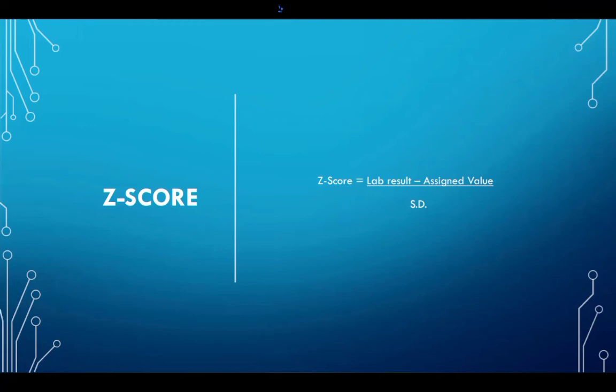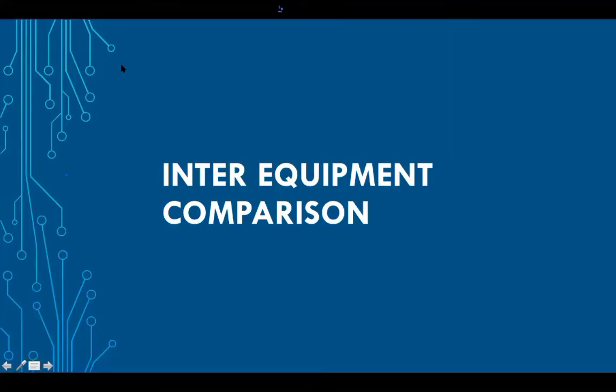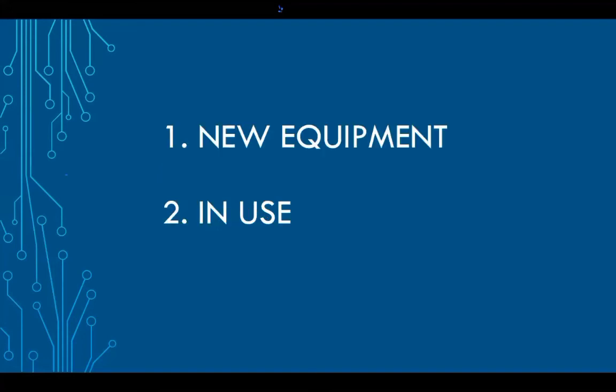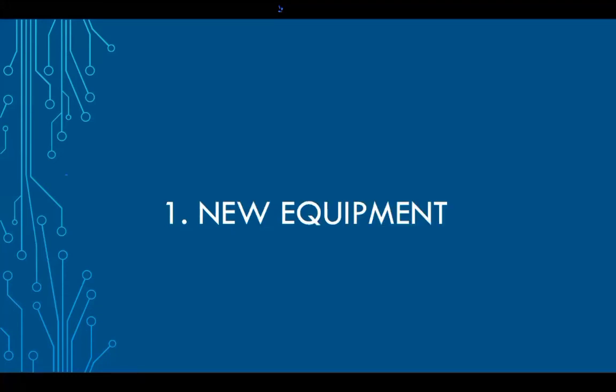Right? Right, sir. We have to do inter-equipment comparison. When we are buying a new equipment, or equipment we are already using, suppose two equipment for biochemistry, whether results on both these machines are comparable or not. When we are buying a new equipment, is that new equipment showing results comparable to our old equipment or not. So at two places we do inter-equipment comparison.